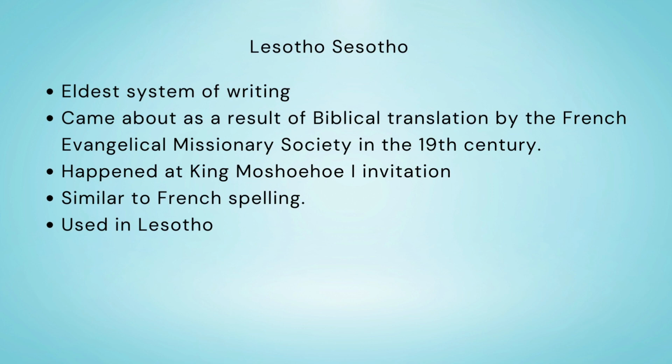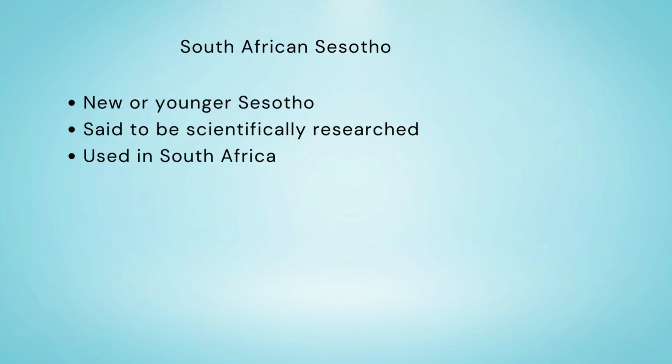Lesotho Sesotho is the eldest system of writing, and it was influenced by the French at King Moshoeshoe I's invitation. And this is why Sesotho sa Lesotho is similar to French spelling, and it is used today in Lesotho. South African Sesotho is newer than Sesotho sa Lesotho, and it's said to be scientifically researched, and it is used in South Africa. But ke Sesotho kaofela.